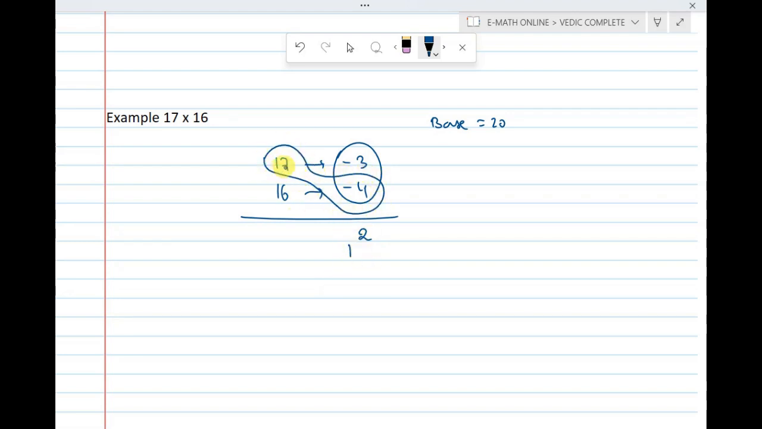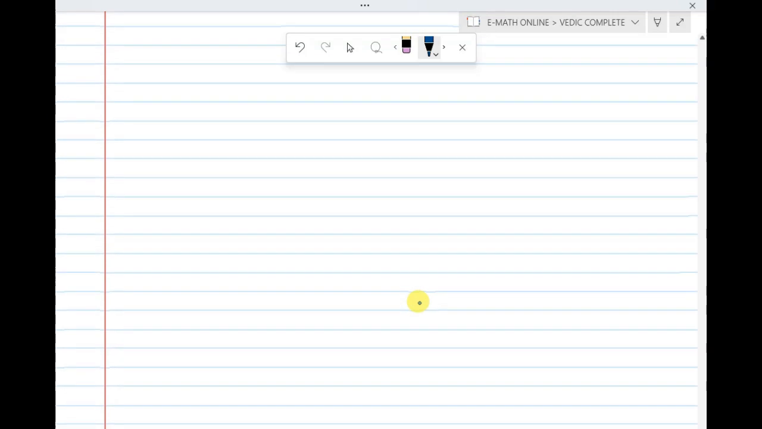And 17 minus 4, it was 13. And 13 should be multiplied by the base value 2. So it will be how much? 26. And to this 26, the carried forward 1 will be added. So now it was 27, and this 2 will be written here, 272. So that is the answer.